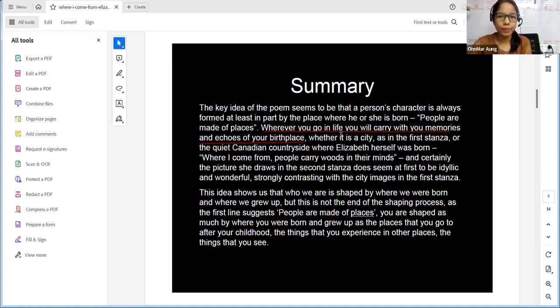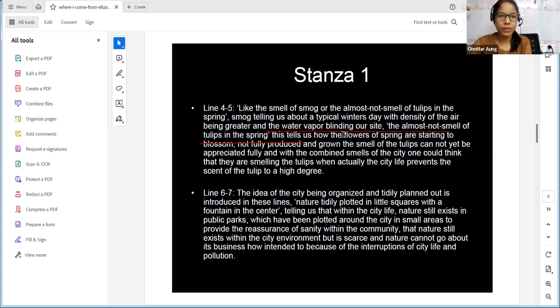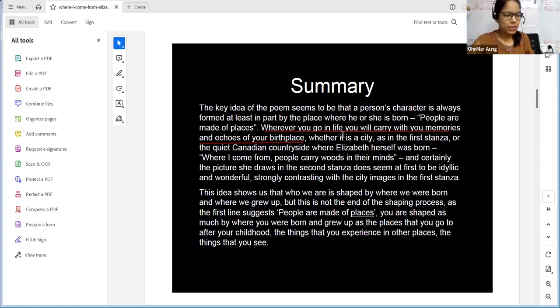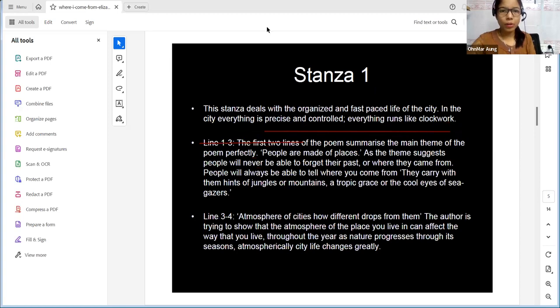This is for summary. So now we will start from stanza one. Stanza one is quite big. Line one, 1 to 3. And wait. Kevin, read stanza one.